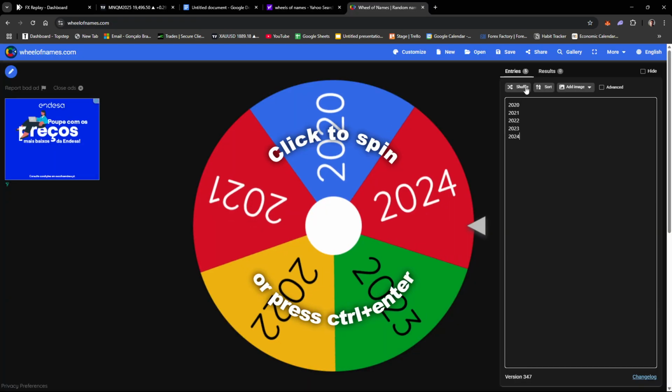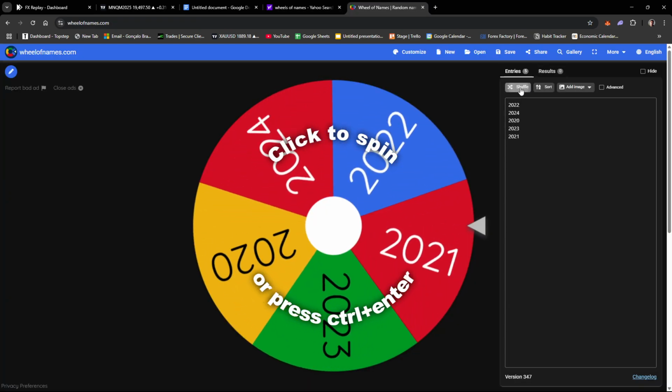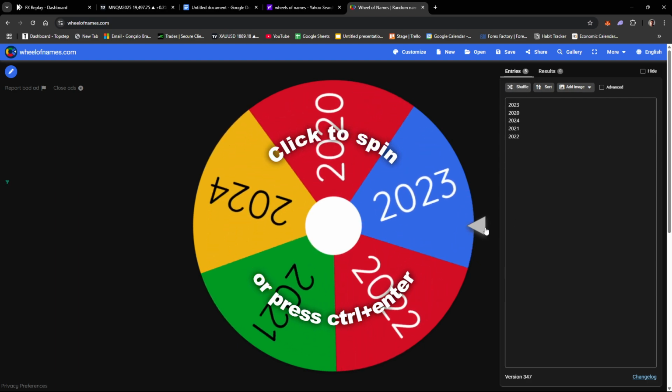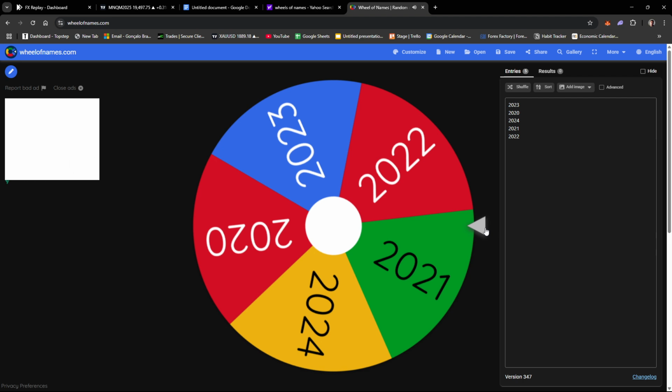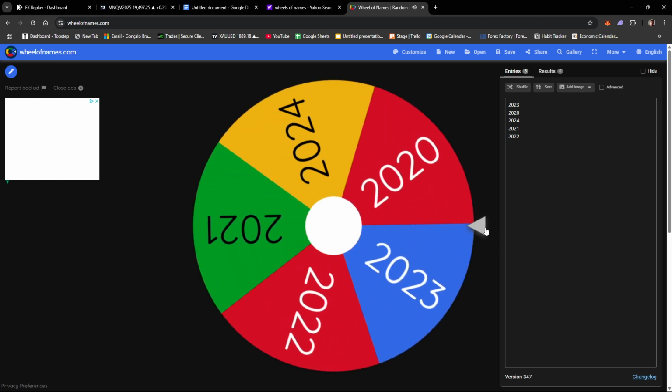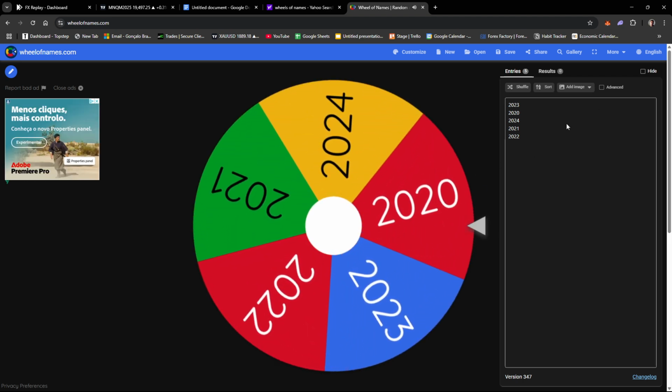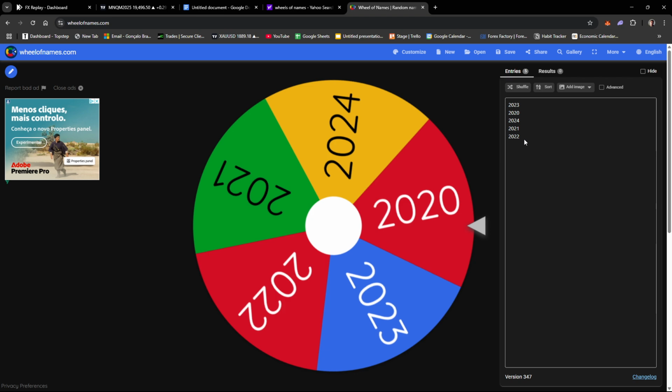So here is the wheel of names. This is going to take us back to a random year to make sure that I don't pre-plan these videos so we can see how I perform. Okay, so we're going back to 2020, the year of COVID. I know, yeah, the year of COVID.